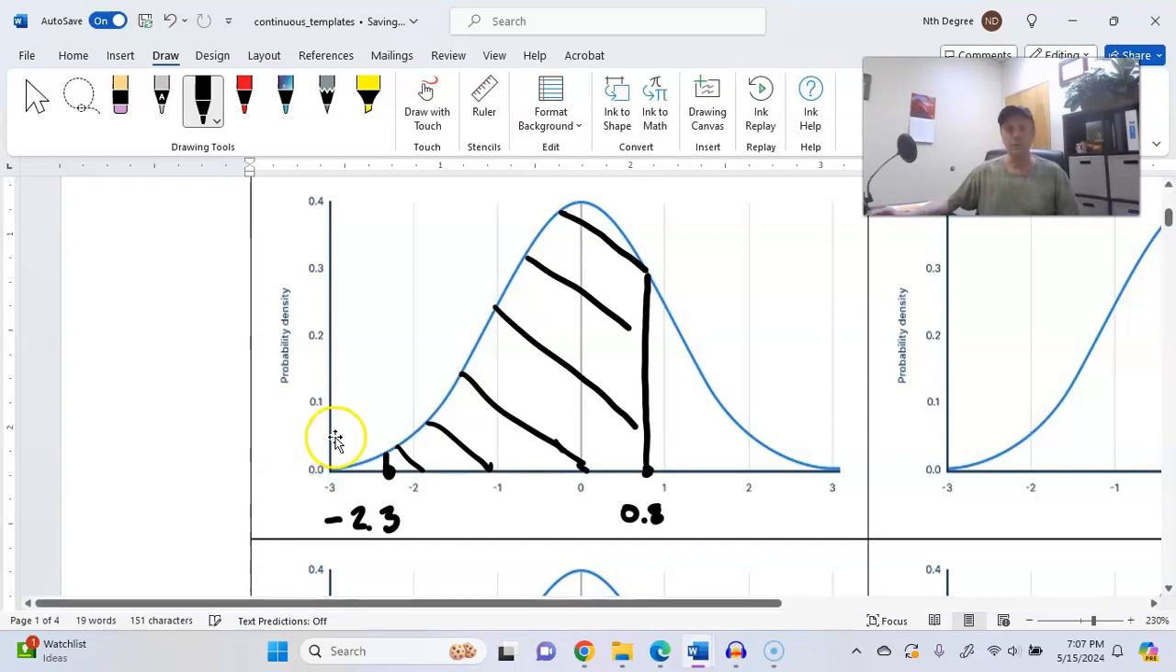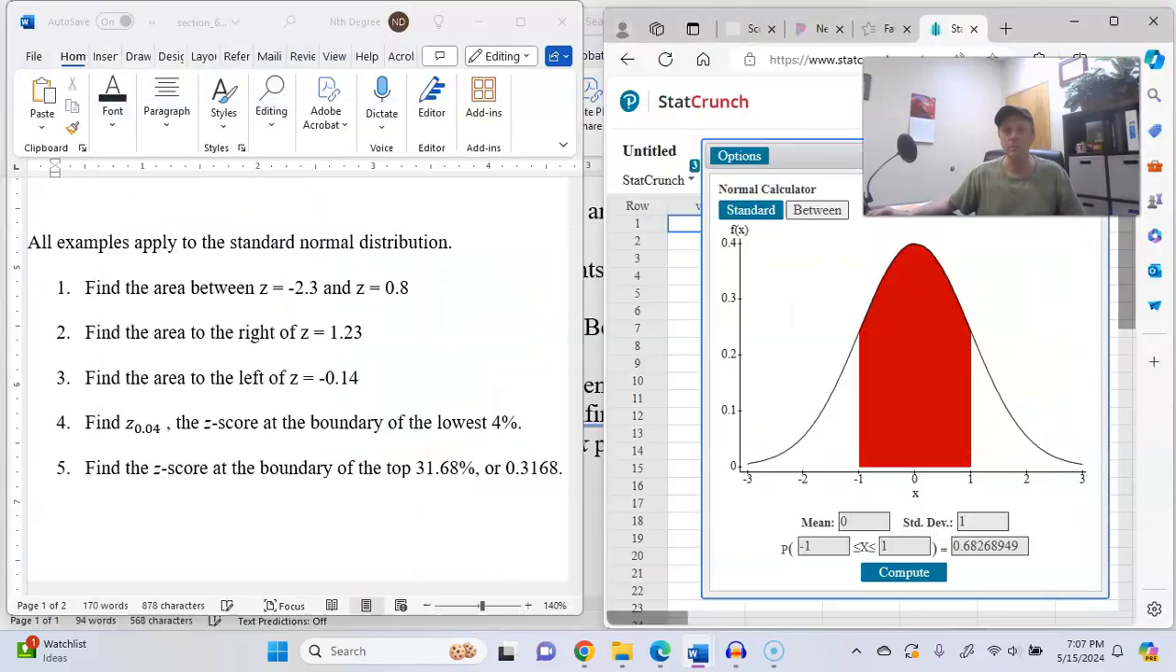So it's very clear when we go to the normal calculator that we're going to be typing in a minimum of -2.3 and a maximum of 0.8. And the calculator will give us the area in between. So the way this works is that there are 3 blanks down here. We're always going to fill in 2 of them. StatCrunch will find the other one. So whichever one they're asking for, we're going to leave it blank.